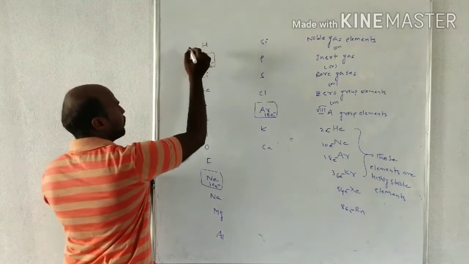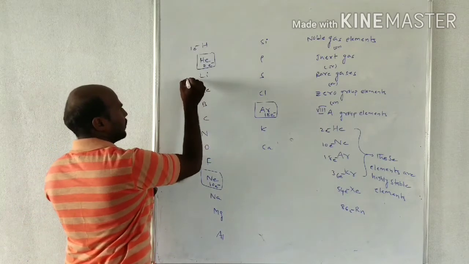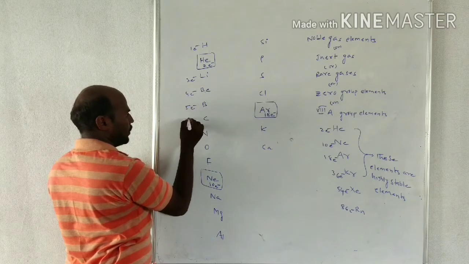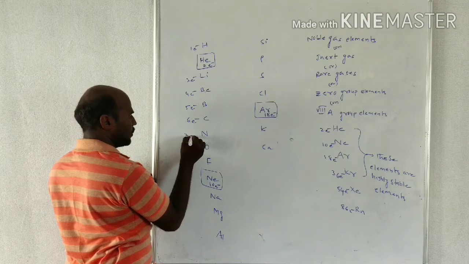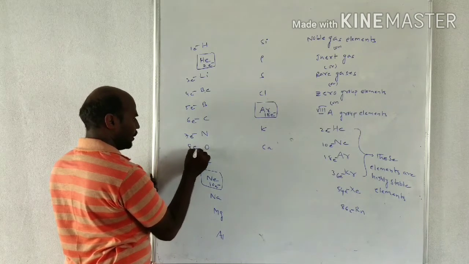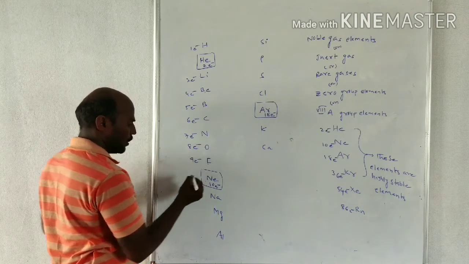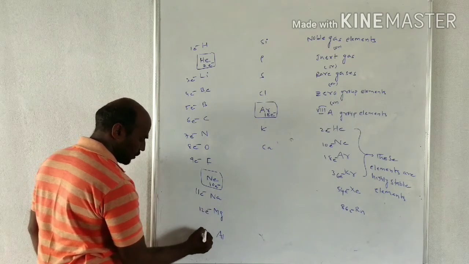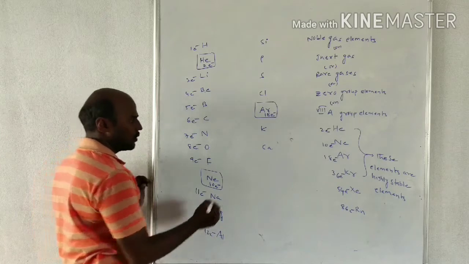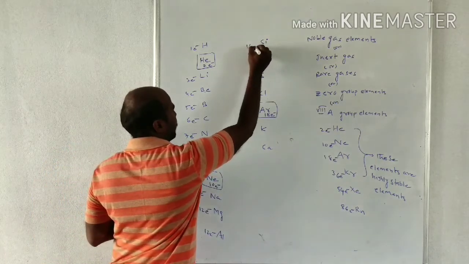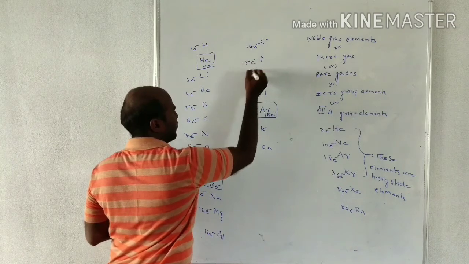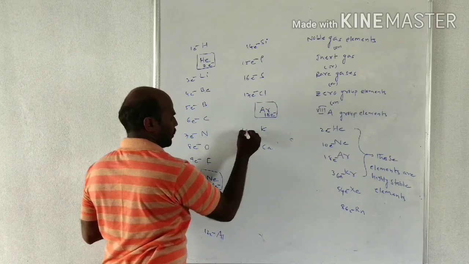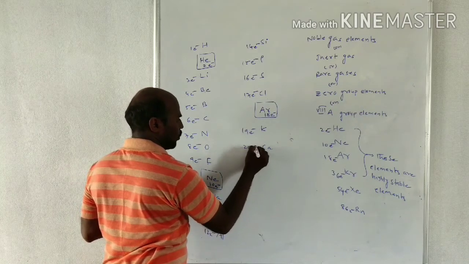So here how many electrons will be present? 1 electron, here 3 electrons, here 4 electrons, 5 electrons, 6 electrons, 7 electrons, 8 electrons, 9 electrons, 10 electrons, 11 electrons, 12 electrons, 13 electrons, 14 electrons, 15 electrons, 16 electrons, 17 electrons, 18 electrons, 19 electrons and 20 electrons.